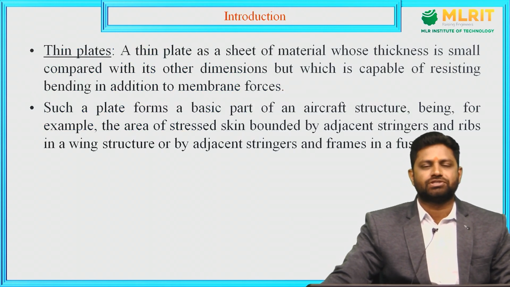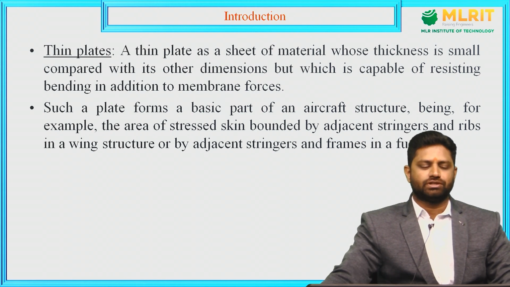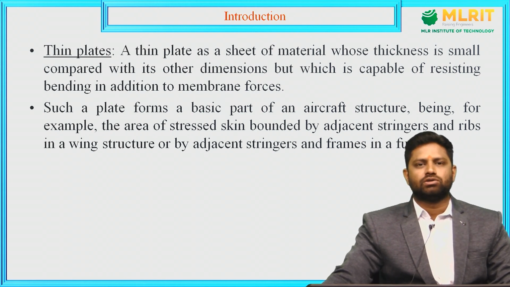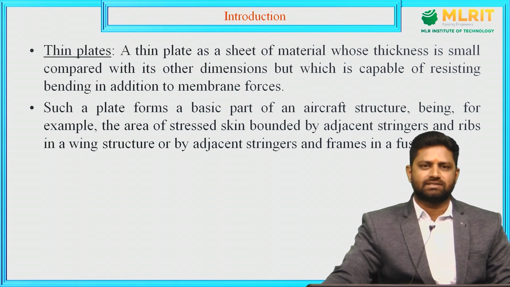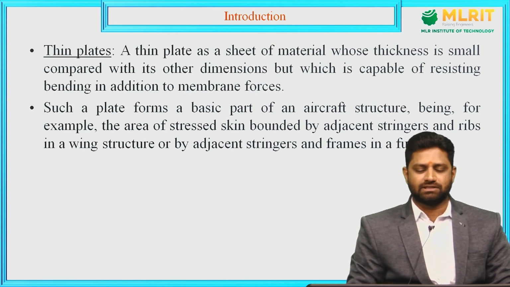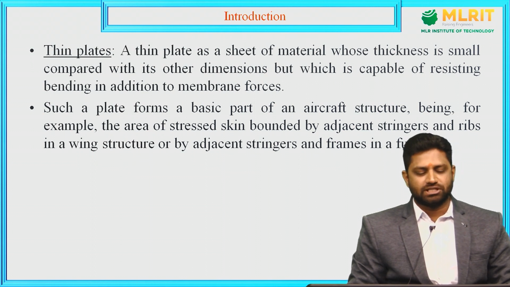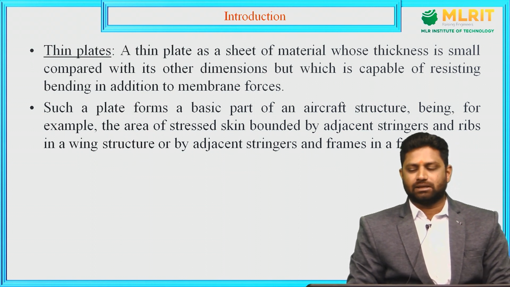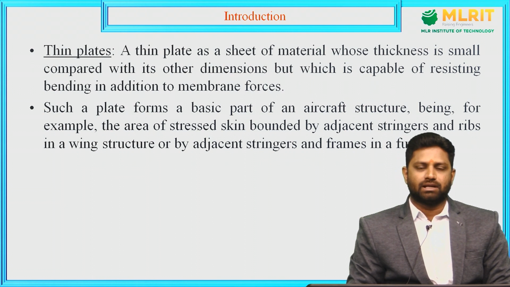Now coming to the introduction, thin plates. The first unit is thin plates, so what is a thin plate basically? A thin plate is nothing but a sheet of material whose thickness is small when you compare it with the lateral dimensions, that is, the length as well as the width. Such a plate forms a basic part of an aircraft structure, for example an area of skin bounded by adjacent stringers and ribs in a wing structure, or by the stringers or frames in the fuselage.